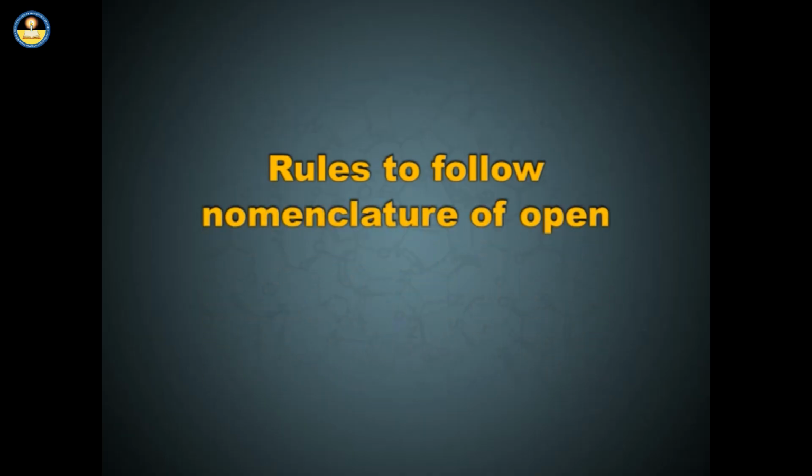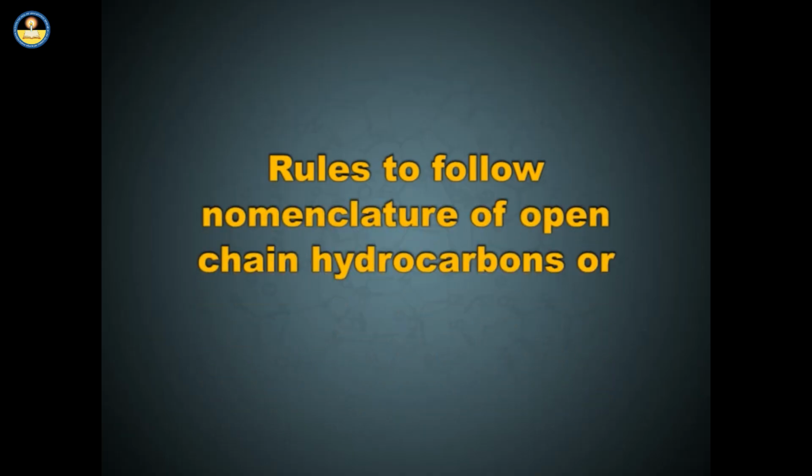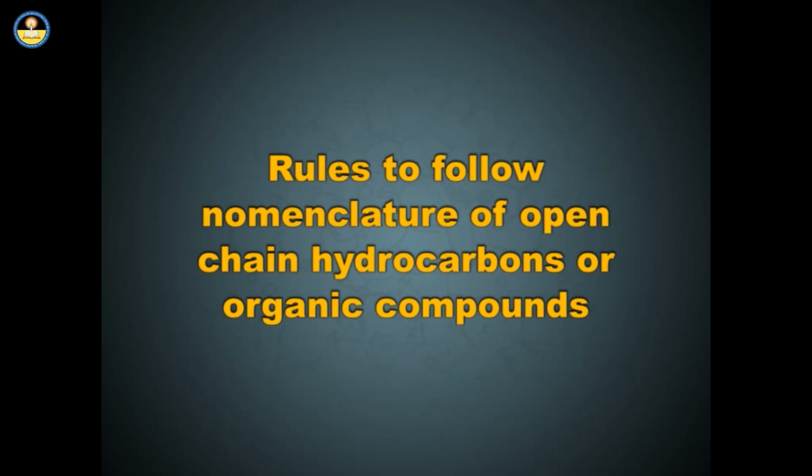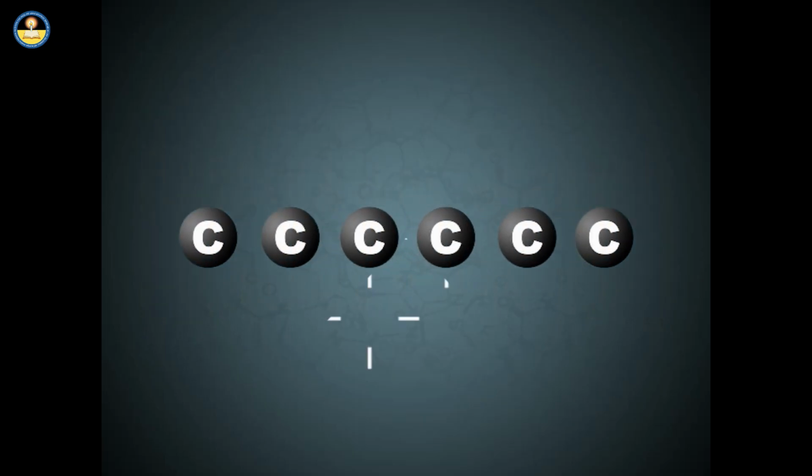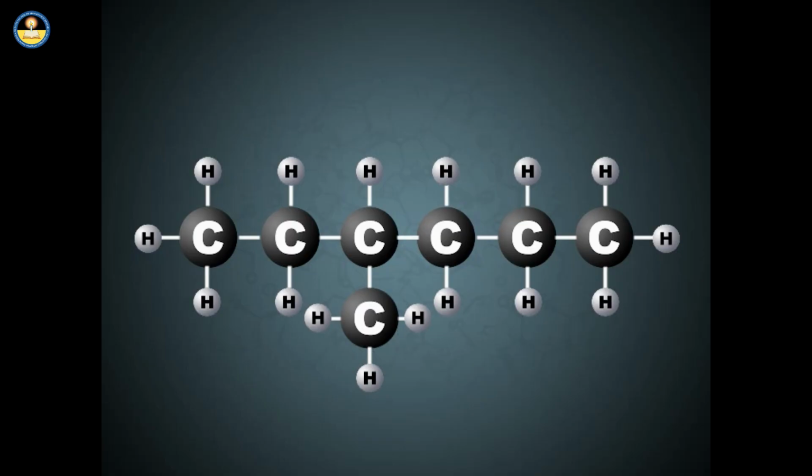Rules to follow nomenclature of open-chain hydrocarbons or organic compounds. Identification of the longest chain. Let us have a look at a compound and identify its longest chain. Wrong way to identify the longest chain is shown on screen as 1, 2, 3 and 4. If you look at the structure, we find that there are only 4 carbon atoms in this chain. Let us find another way to find the longest chain.